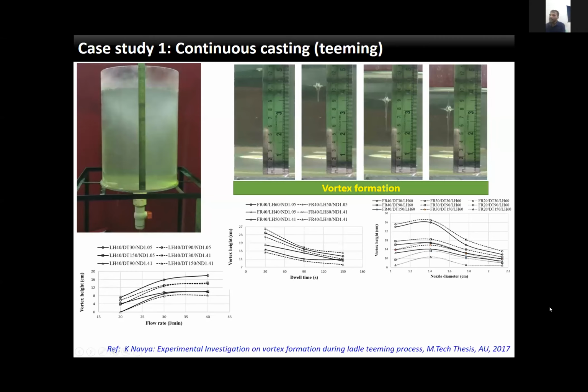And here you can see the nozzle diameter. As I already told, the increasing nozzle diameter will simulate the erosion of your ladle nozzle in industry practice. You can see that when the nozzle diameter increases, the vortex height is decreasing. Vortex height, in the sense of the critical liquid height, means the amount of liquid left in the water at the start of the vortex formation is getting decreased.